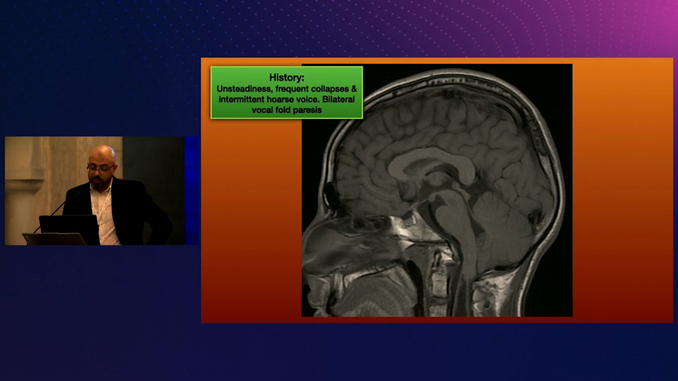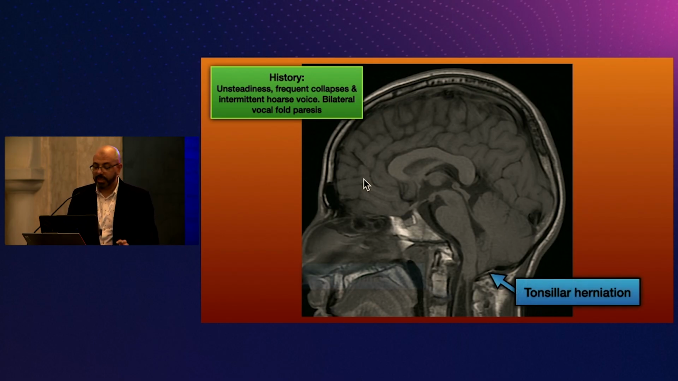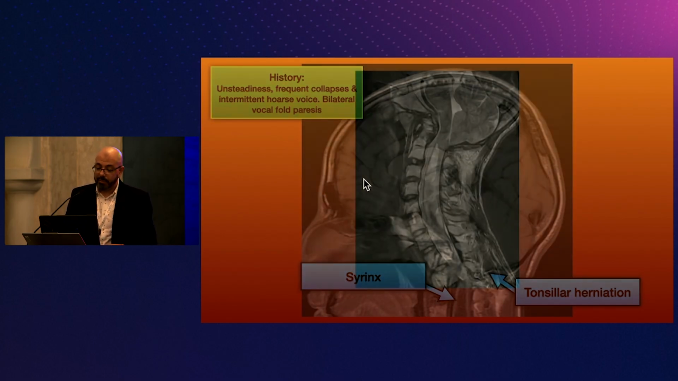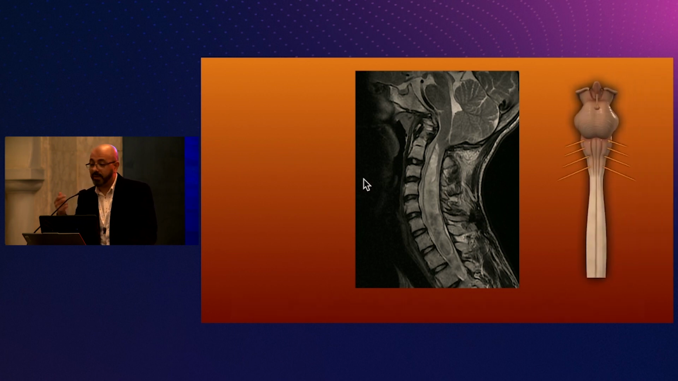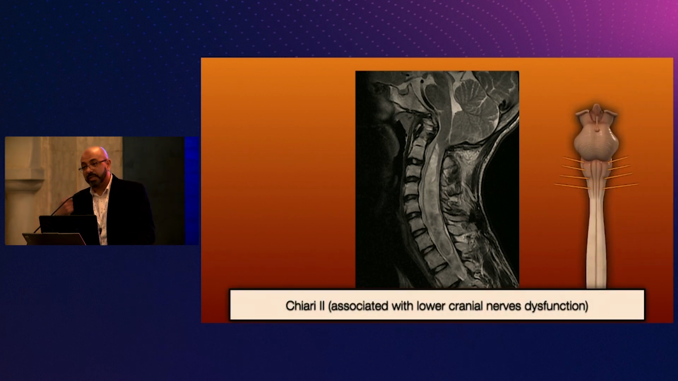This is sometimes we see, it's rare, but we do see them in patients with Chiari malformations. So patient with unsteadiness, frequent collapses, intermittent hoarse voice, bilateral vocal cord paresis, and here you can see the tonsillar herniation, you can see a big syrinx, and on the MRC spine you can see how big this syrinx is. So what's the idea? Why do these patients present with lower cranial nerve palsies? Actually because of the drag effect of the spinal cord. When it herniates downwards, it drags with it the medulla oblongata, and this means that the lower cranial nerves can be palsied, can be affected by that.